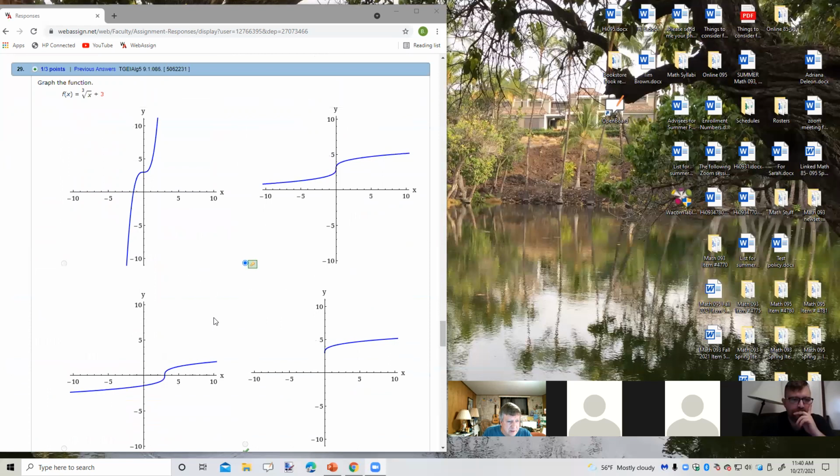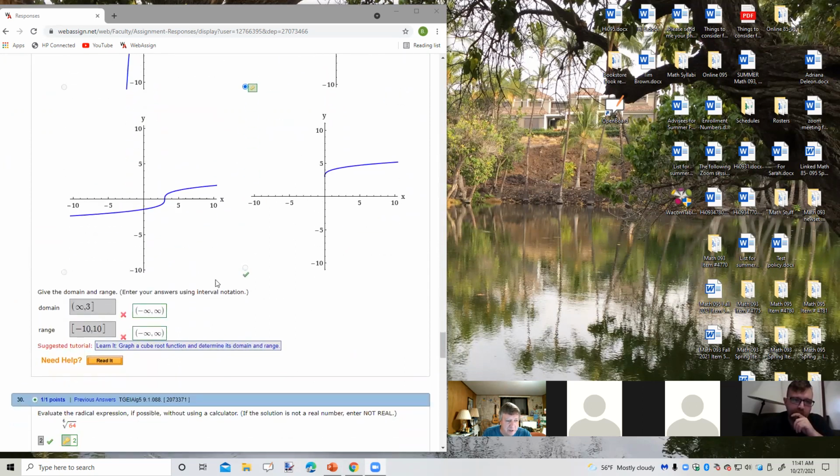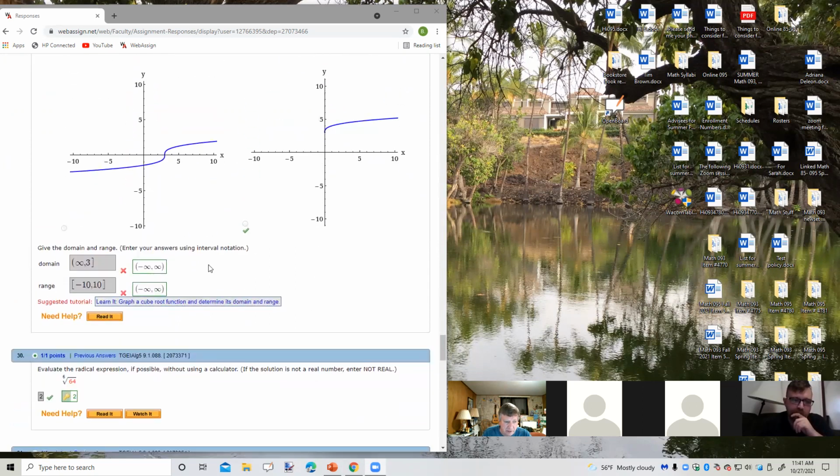29, same thing, graph the function. All right, so they've got the right function, but the way they graph this, they don't put arrows on it, but if it goes out to the edge of the graph, that implies it continues. So this is going to the left and down. This is going to the right and up. So your domain goes all the way to the left, all the way to the right, all real numbers. Your range goes all the way down, all the way up, all real numbers. So again, your domain and range should be negative infinity to positive infinity.